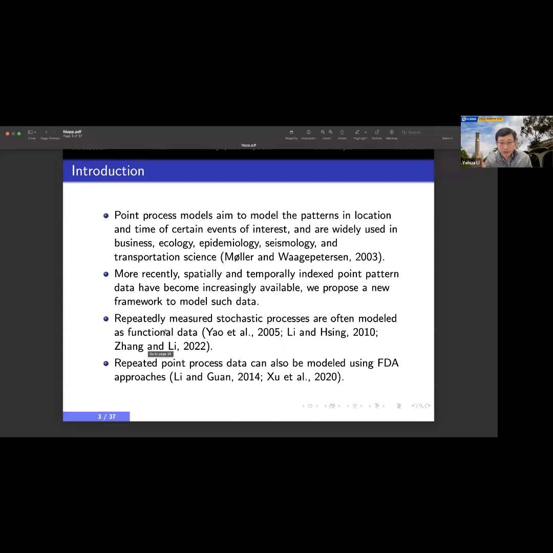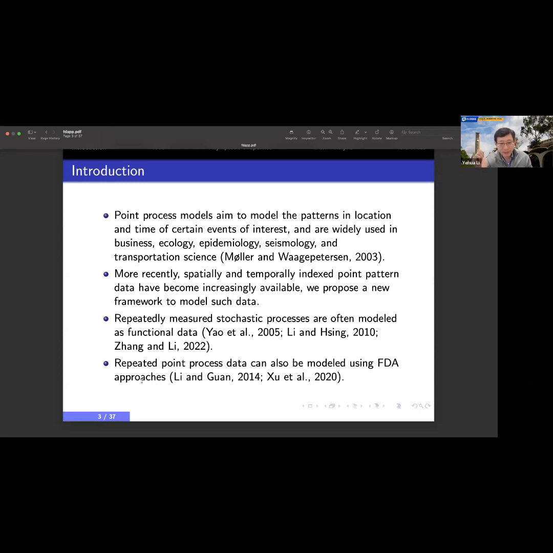Okay. Repeatedly measured stochastic processes are usually modeled as functional data. Here I list two papers on independent functional data, where you consider random curves as realizations of a stochastic process with a Karhunen-Loève expansion. The last paper here, Zhang and Li, I presented this work at Texas A&M back in 2019. That was the last time I was back in College Station. I got a lot of good feedback, which helped us a lot, and it took us another 3 years to get it published. We also have some previous work on modeling point process data using a functional data analysis approach.